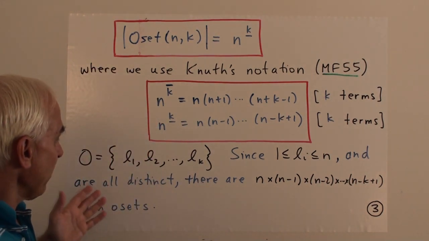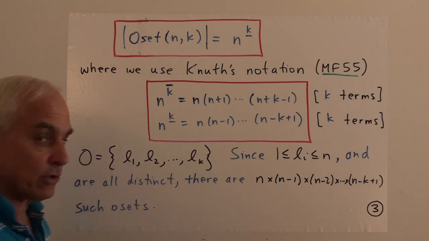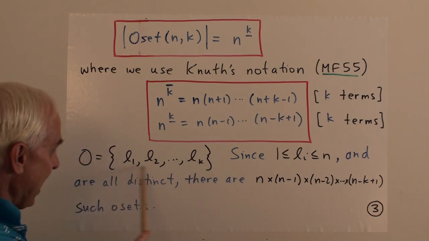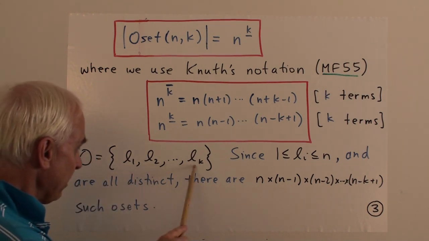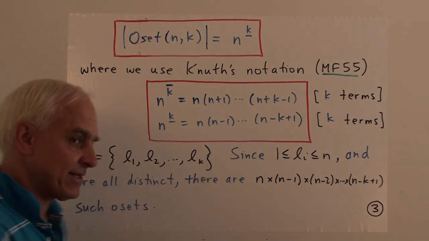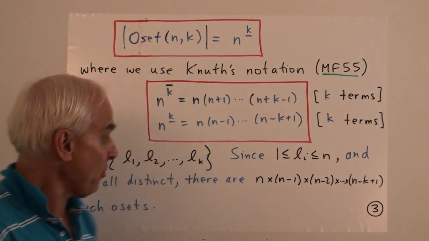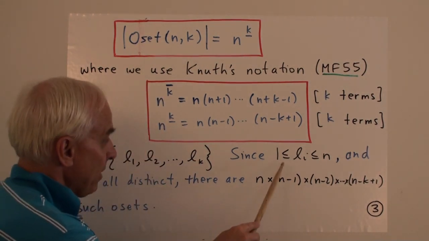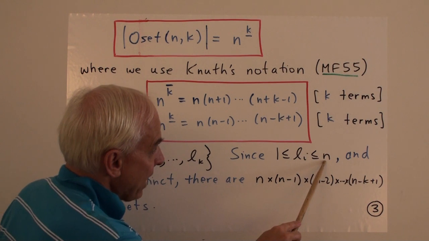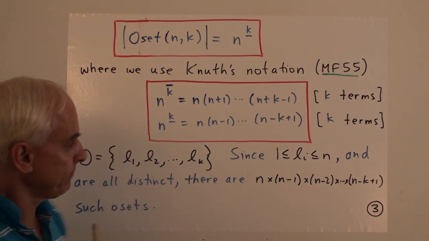And the reason is not very hard. I remind you that an ordered set looks something like this. So here's a k O set. It has k elements. It has these braces here that tell us that repetitions are not allowed. But otherwise, the entries can, just as before, be any natural numbers from 1 to n.